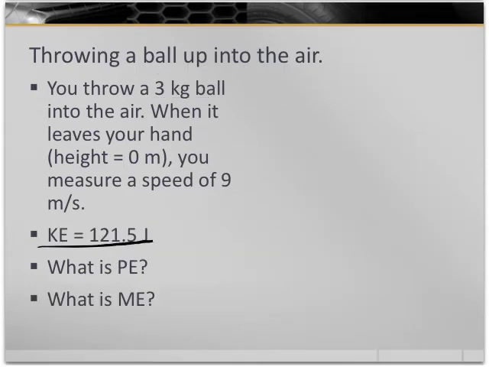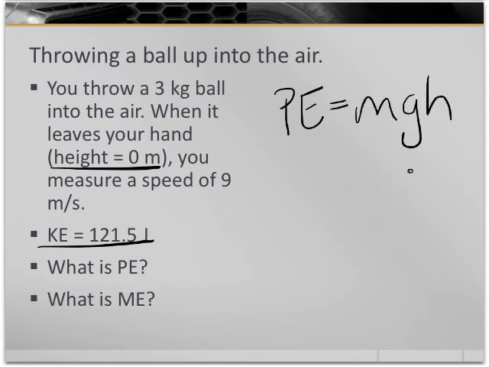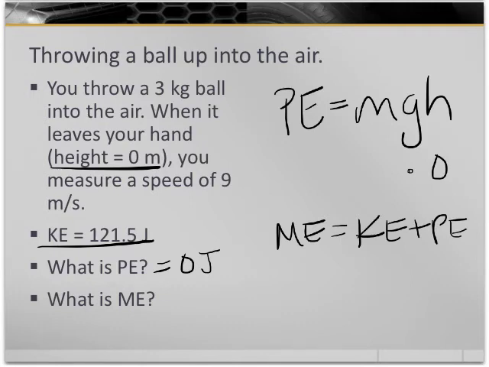So we just figured out KE, 121.5. And again, we're still referring to the very, very bottom. Potential energy at the bottom: our height is 0 meters. If you plug in 0 into your mgh, anything times 0 is 0. Okay, so our PE equals 0 joules. ME is always KE plus PE. So that's going to be 121.5 plus 0, so 121.5 joules. All right.